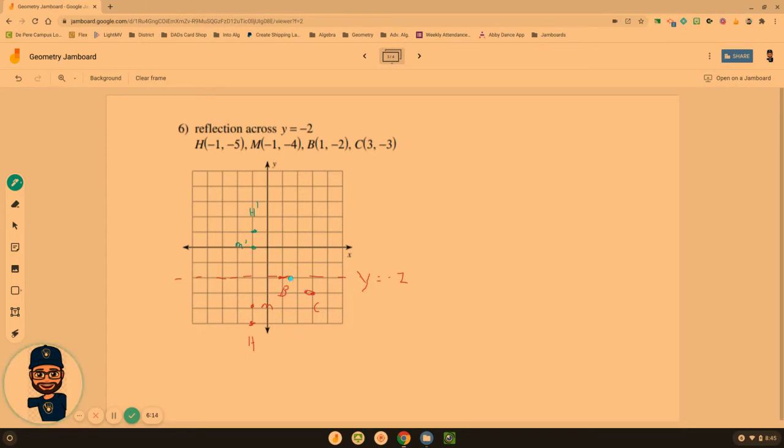B is right on the axis, or it's right on, not the axis, but it's right on that line. So its reflection is actually going to just stay right on that line, and we'll just show that by saying B prime up above. And point C is 1 unit away, so I'm going to draw it right here and call it C prime.